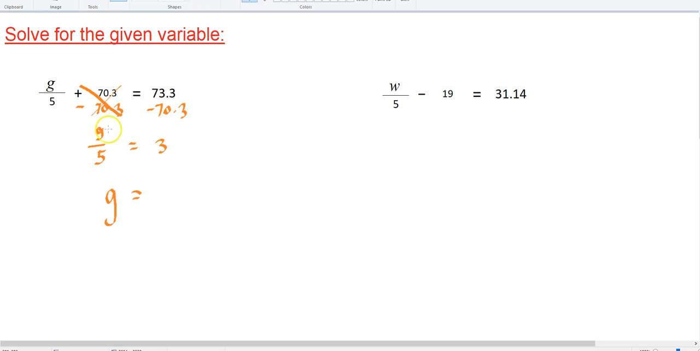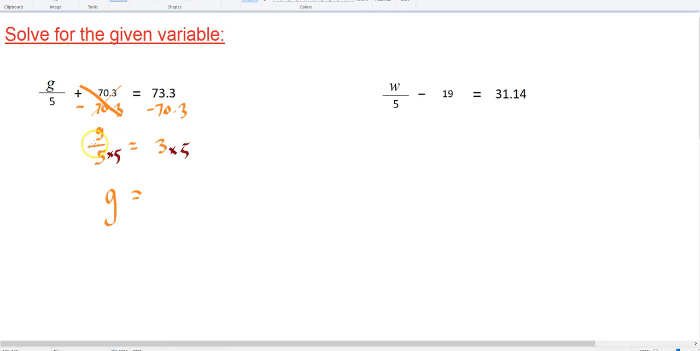Next, we have g divided by 5, so we want to cancel the division part. Again, we use the reciprocal, or the inverse, of dividing by 5. And how do we do that? Well, we multiply by 5. And we do the same on both sides again.